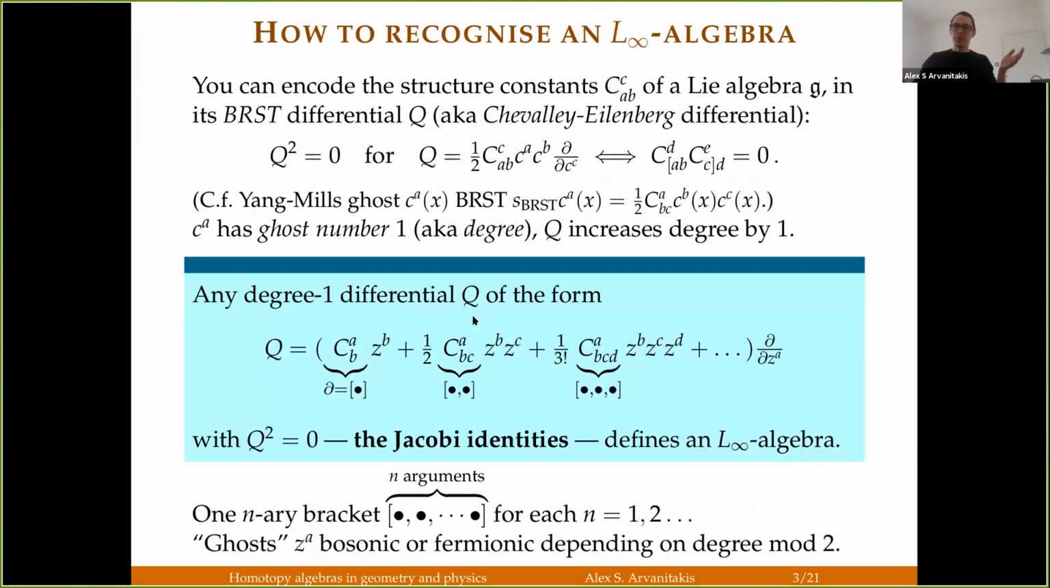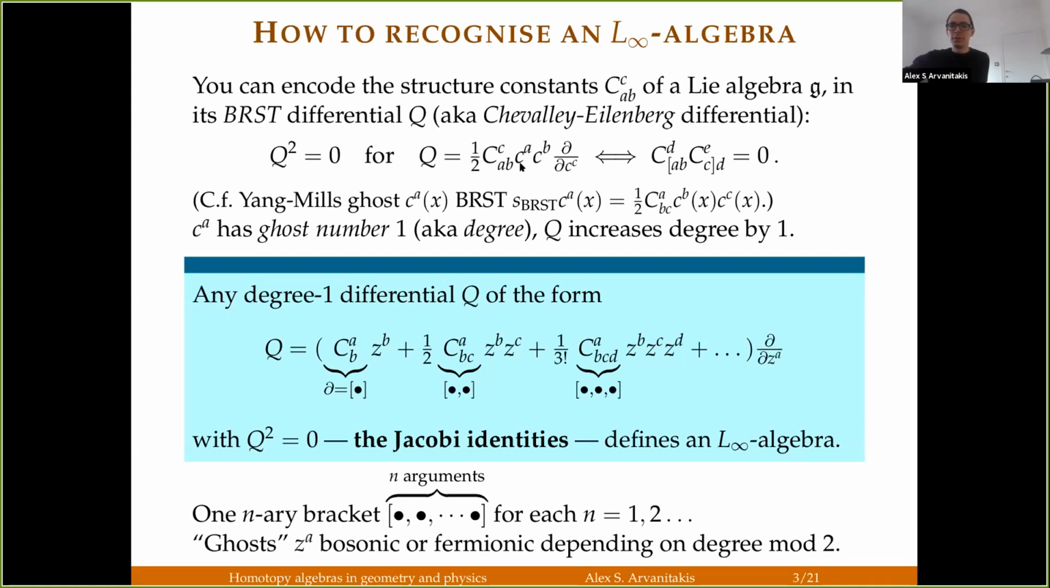Okay, so this is the most important slide of the talk. We recognize an L-infinity algebra as, well, a thing that squares to 0, quite literally. So let's first cast Lie algebras in this language. Say you have a Lie algebra with structure constants C, A, B, C, and then you can express the Jacobi identity in terms of what I will call a BRST differential, which is also called Chevalley-Eilenberg differential in mathematical circles, and which takes this form.